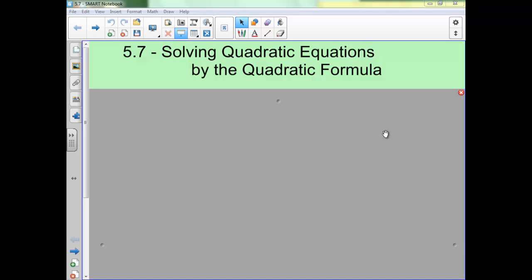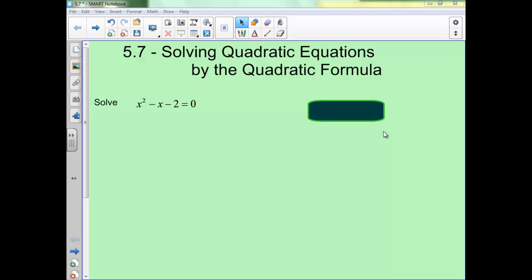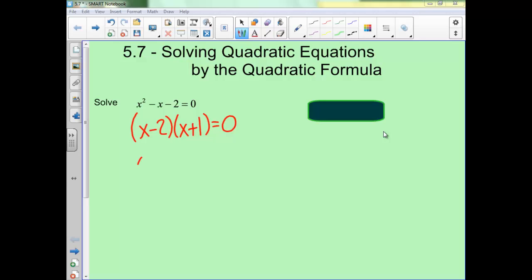Alright, this section is solving quadratic equations by the quadratic formula. So first off, let's review what we were doing yesterday. If we had to solve this, this can be factored to x minus 2 times x plus 1. So that means either x minus 2 equals 0 or x plus 1 is 0. So x is 2 or negative 1.